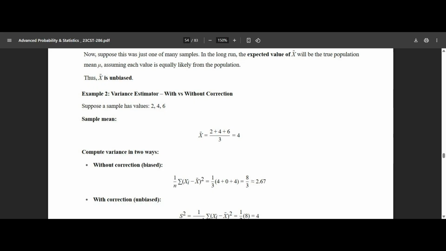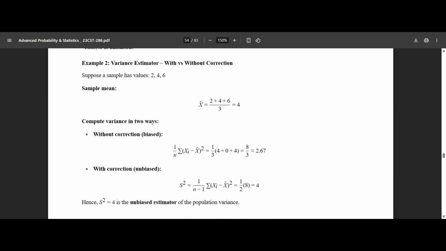Next, variance estimator with or without correction. The sample mean we find for 2, 4, 6 is 4. Now compute the variance in two ways. One is the biased, that is 1 by n, which is according to the formula. So we find it 2.67, but with correction we find it as 4. So kindly remember this biased and unbiased thing for variance, because what most students do wrong is they take 1 by n, not 1 by n minus 1.